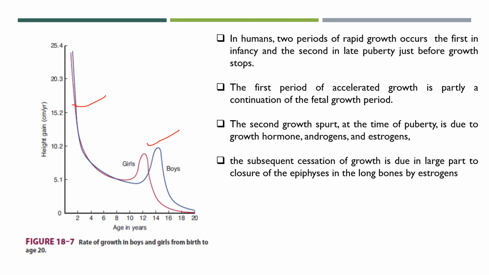The subsequent cessation of growth is due in large part to closure of the epiphysis of the long bones by estrogen. One interesting part is that although androgens and estrogens initially stimulate growth, estrogens ultimately terminate growth by causing the epiphysis to fuse to the long bones. That is epiphyseal closure that is enhanced by the estrogen. Now once the epiphyses have closed, linear growth ceases.